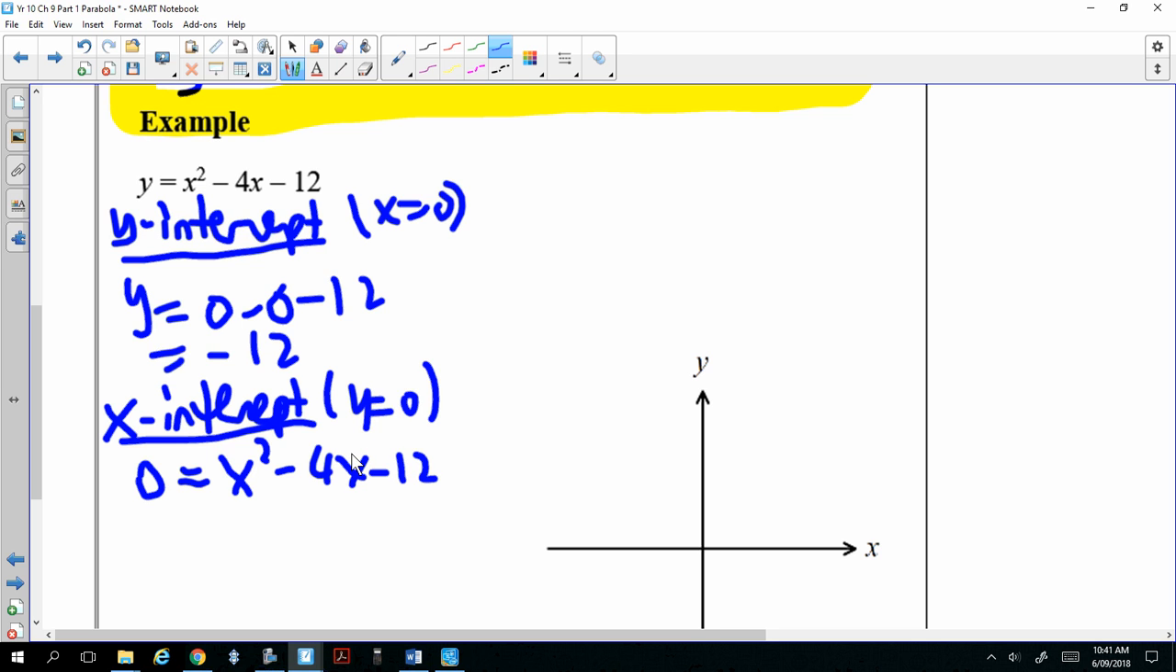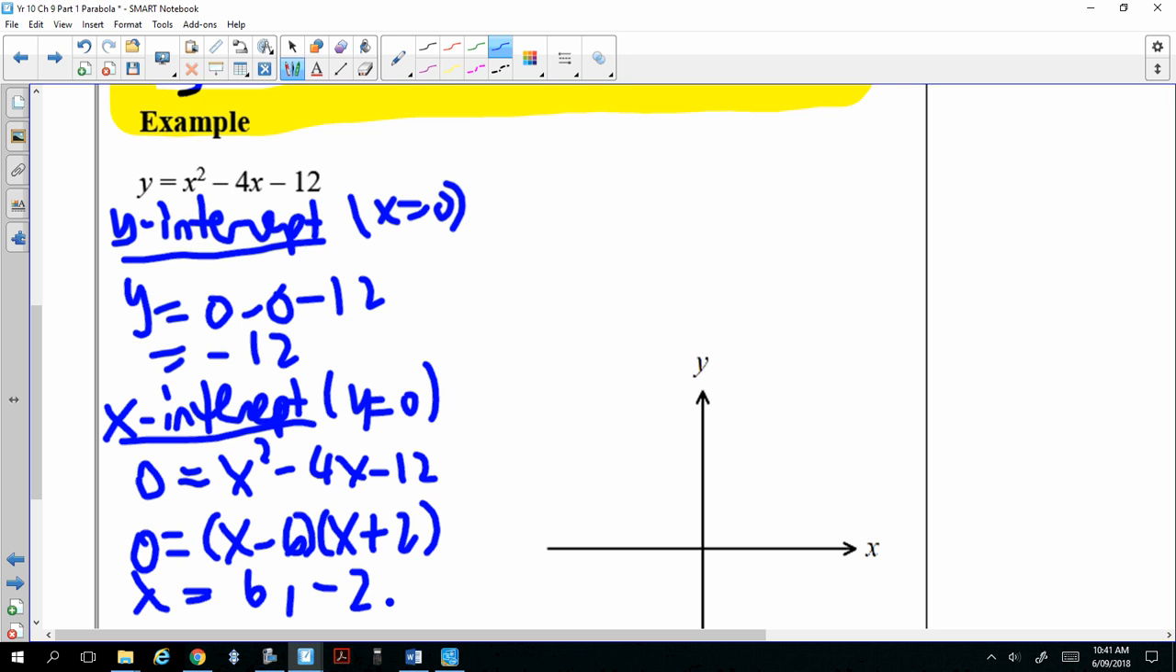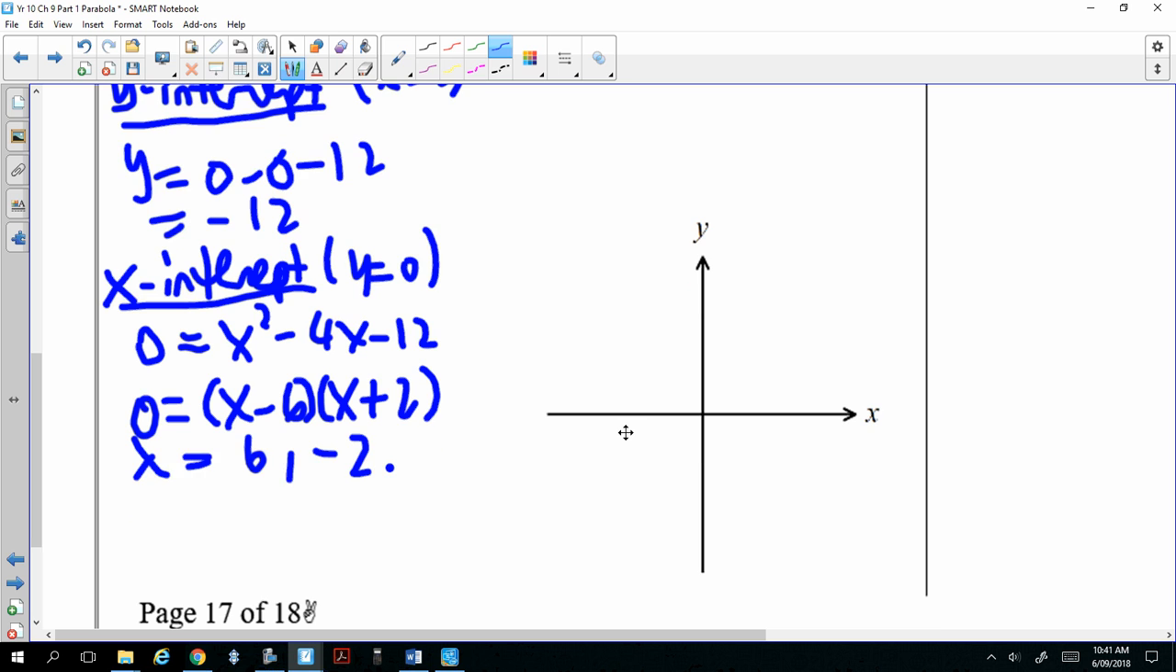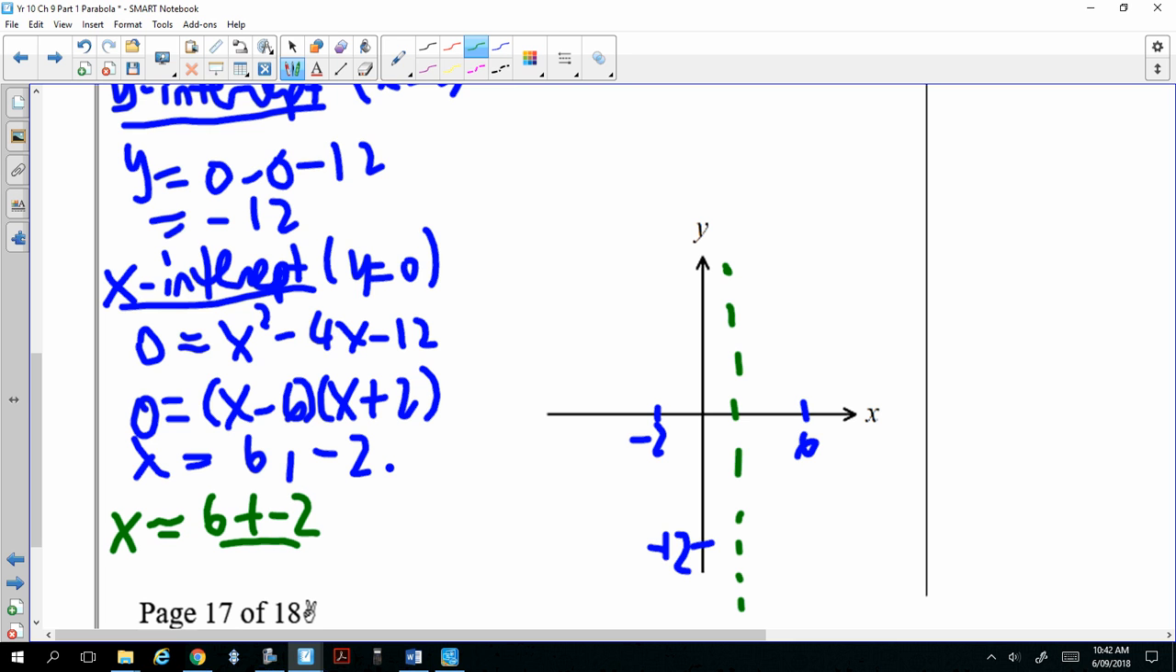So we're going to write (x minus 6)(x plus 2). And then you get x equals 6 or -2. Alright, so we've got these features, so we're going to label them. So you've got 6 here, -2 there, -12, of course not to scale. What you need to find is what we call the axis of symmetry, the halfway mark. That can be easily done by using the formula: average the two x-intercepts, which is equal to 2. So that's your axis of symmetry, halfway between the x-intercepts.